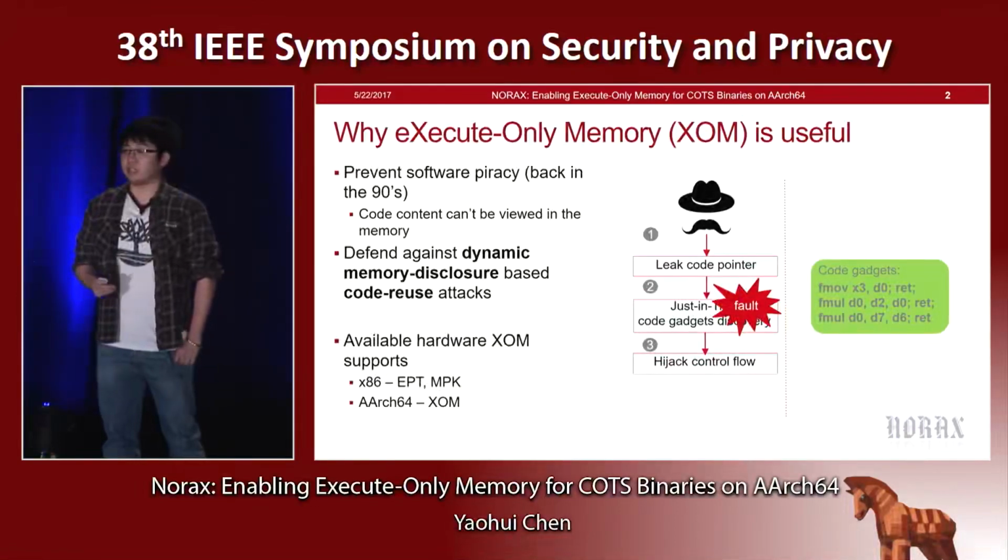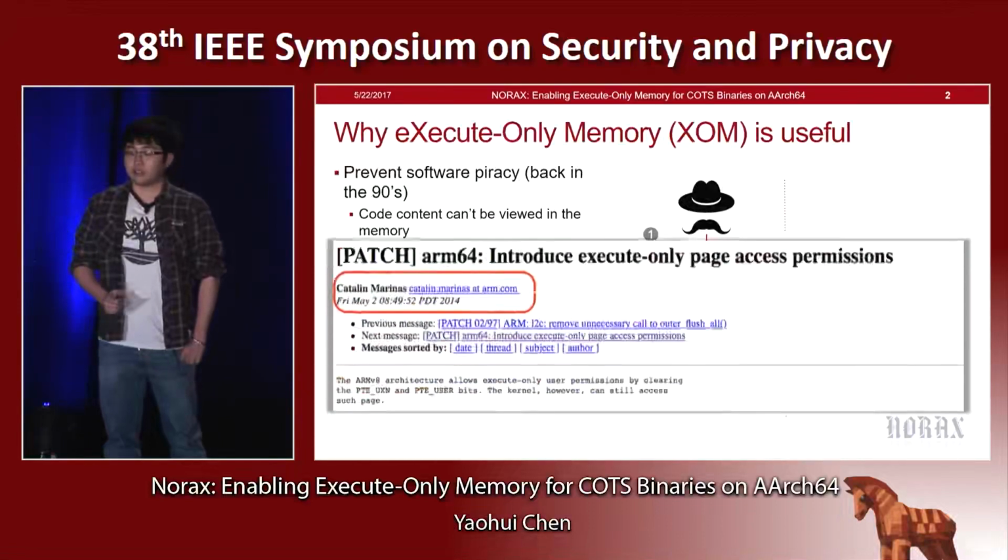For example, in x86, you have EPT and memory protection keys. And in ARM64, you have XOM directly configurable from the kernel. And here is the earliest kernel patch that I found that tried to enable XOM on ARM64 platforms. You can see that it dates back to May 2014, which is 3 years ago. So why after 3 years is this primitive still not massively in use yet?